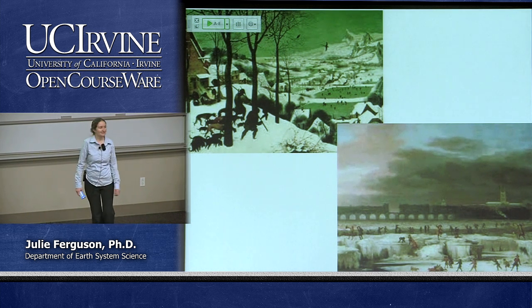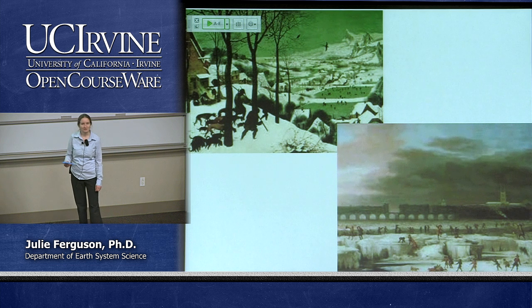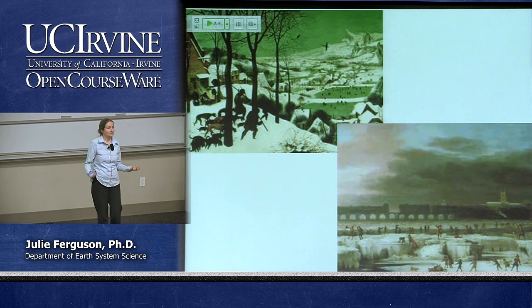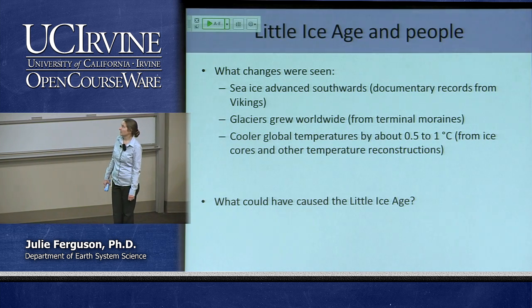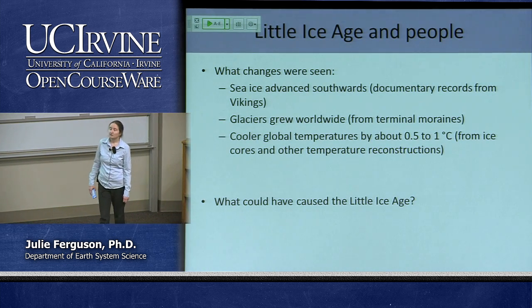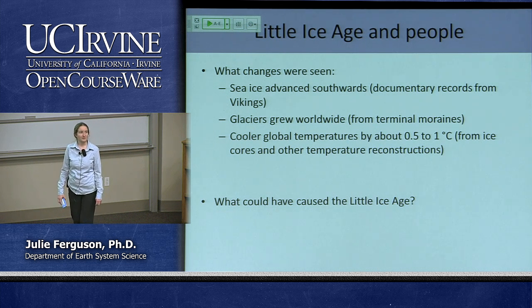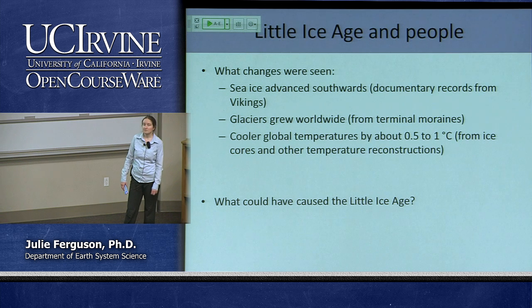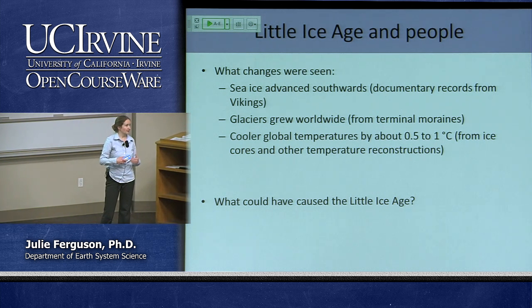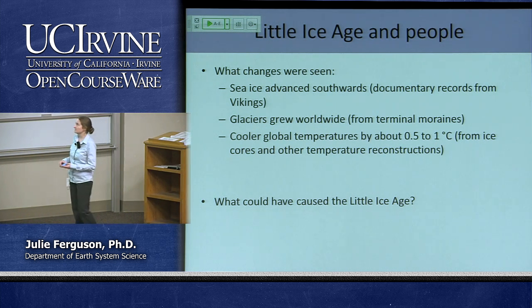And you can also see this in paintings from around Europe at this time as well. It was often much snowier and icier. And we had things like ice fairs on the Thames. So it was colder. And so what changes were seen? Well, we saw that sea ice moved a lot further south. So for the people and the Vikings living on Iceland, they would document that it was difficult for their boats to get out at certain times.